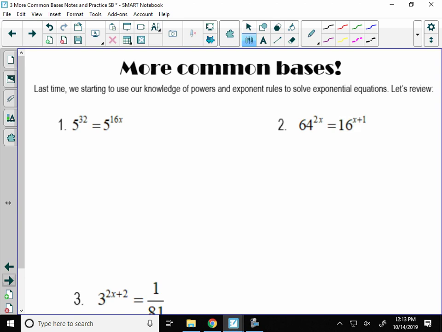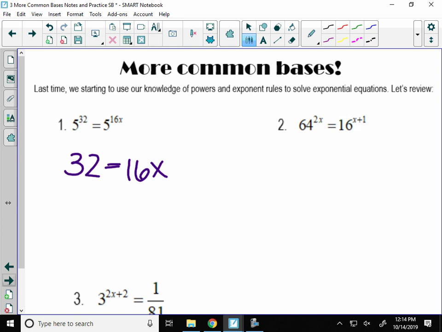We solved exponential equations. So we said these were called exponential because they had exponents. And we used this method called common bases. So what is nice about number 1? What's the base of both exponentials? 5. So what do we do when we have the same base on both sides? Set the exponents equal to each other. So I can jump right to saying that 32 is equal to 16x. If the bases are the same, the exponents have to be the same.